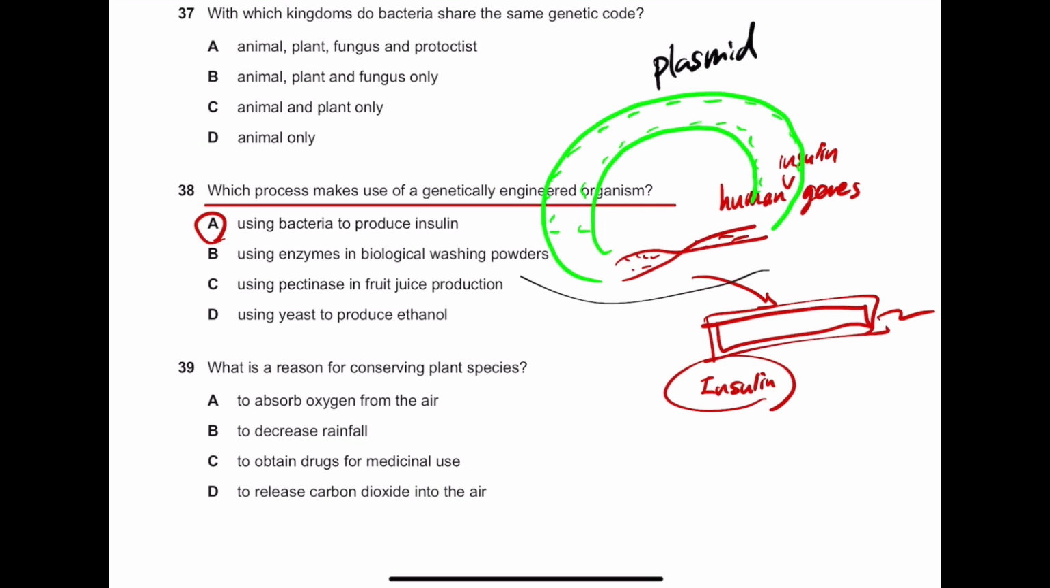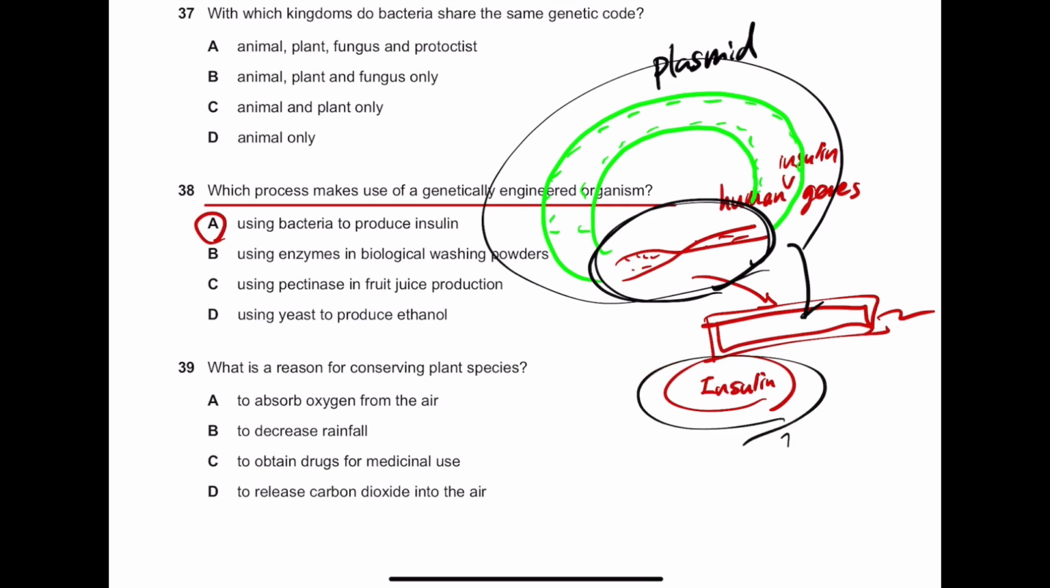And we put the whole thing back into the bacteria, and the bacteria will make proteins based on what's written in the plasmid, and now it has a human insulin gene. So it's going to read it and make proteins according to the genes. And it's going to produce the insulin, okay, human insulin. So A is the correct answer for this one.